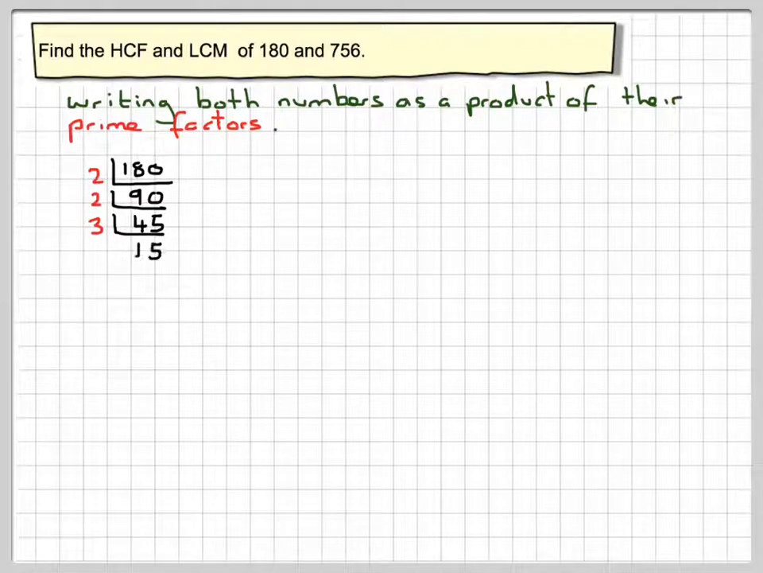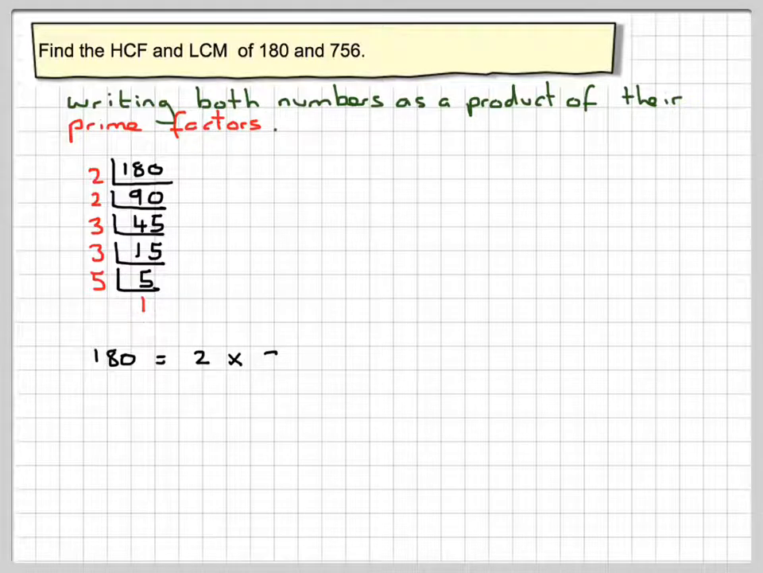3 into 45 goes 15. 3 also goes into 15, 5 times. And 5 goes into 5 1 time. So therefore, 180 is equal to 2 times 2 times 3 times 3 times 5.